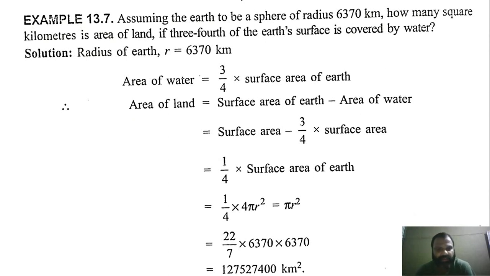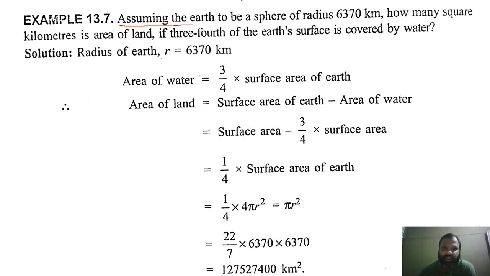Next example, it is a good example. Okay, assuming the earth to be a sphere of radius 6370 km, how many square kilometers is the area of land if 3/4 of the earth's surface area is covered by water? Okay, covered by water.